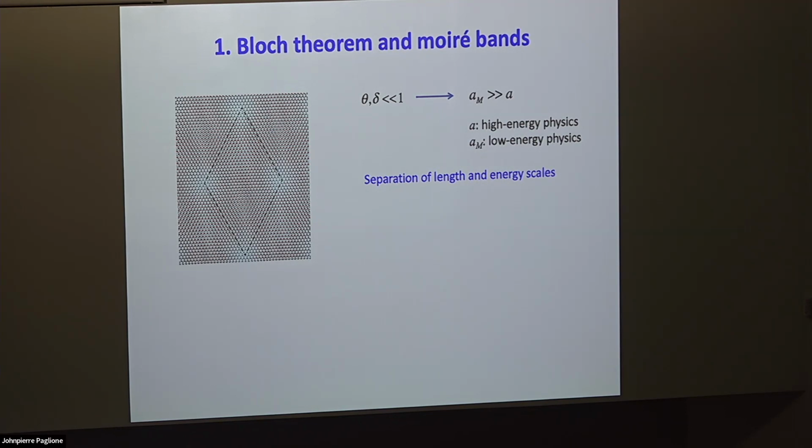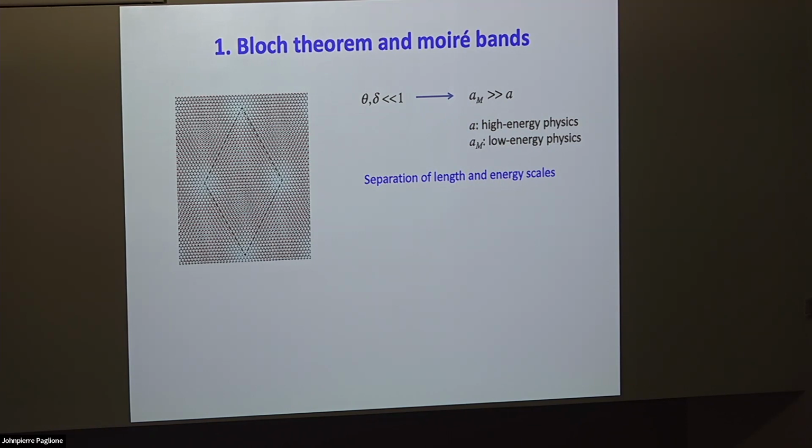And the lucky thing is that when the twist angle or the lattice mismatch is very small, which is the case that we are usually dealing with, there is a large separation of length scale, meaning that the Moiré period is now much larger compared to the atomic distance. This is 10 nanometers, this is on the order of 1 angstrom. So it's almost 2 orders of magnitude difference. But there's a very nice separation of the high energy physics and the low energy physics. The high energy physics is governed by the atomic scale. The low energy physics is really governed by this smooth Moiré scale.